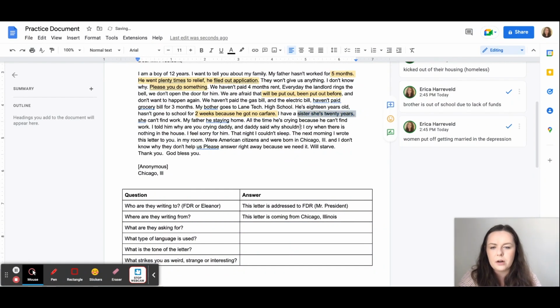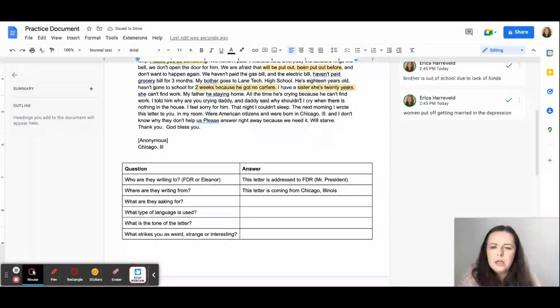She would just get married in American society. But that's not the case here. My father, he's staying home all the time. He's crying because he can't find work. I told him, "Why are you crying, Daddy?" And Daddy said, "Why shouldn't I cry when there is nothing in the house?" I feel sorry for him.